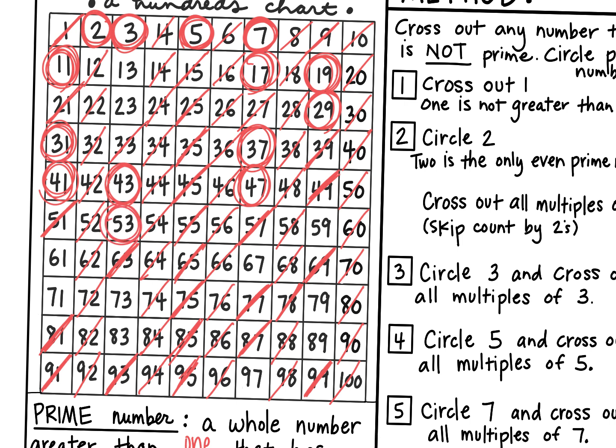53, 59, 61, 67, 71, 73, 79, 83, 89, and 97. What about 13?